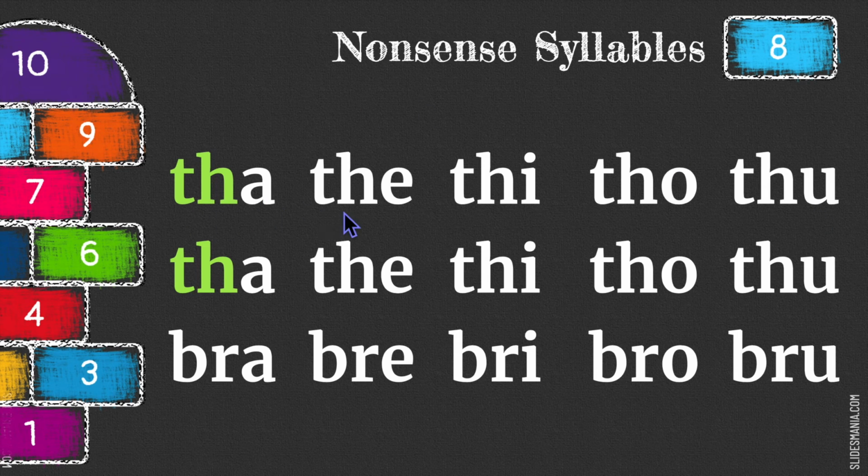Thay, thee, thigh, tho, thew, that's hard to say, thu. Now let's do it with the voiced sound. They, thee, thy, though, thew, that's hard to say, thou. Bray, bree, bry, bro, brew, that's hard to say, brew.